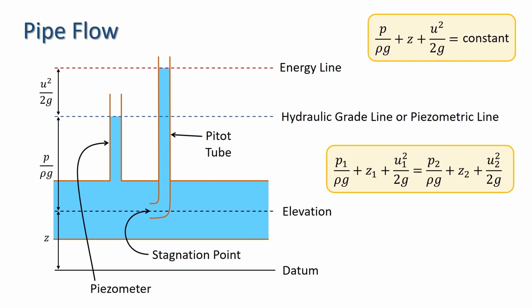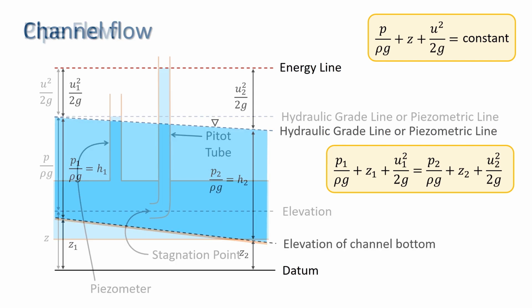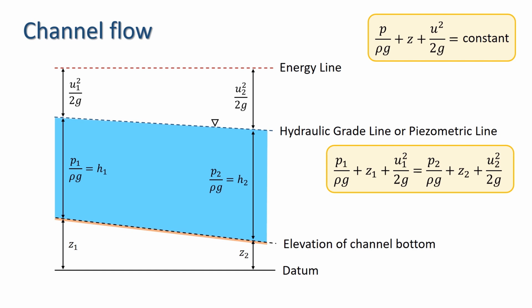In practice, the terms in the Bernoulli equation can be used as a means of calculating the pressure and the velocity in a pipe as shown here. A piezometer is used to calculate the pressure head, and a pitot tube can be used to measure the total energy. In channel flow, the hydraulic grade line coincides with the water surface, which is what we might expect from hydrostatics, because we know that the hydrostatic head equals p over rho g. In this example, we have a smooth channel and no energy loss.